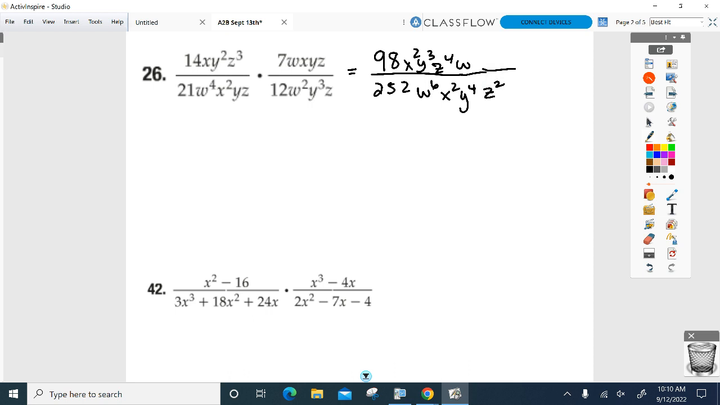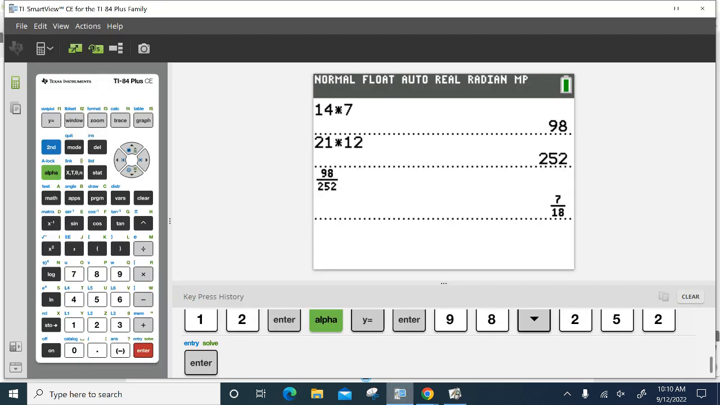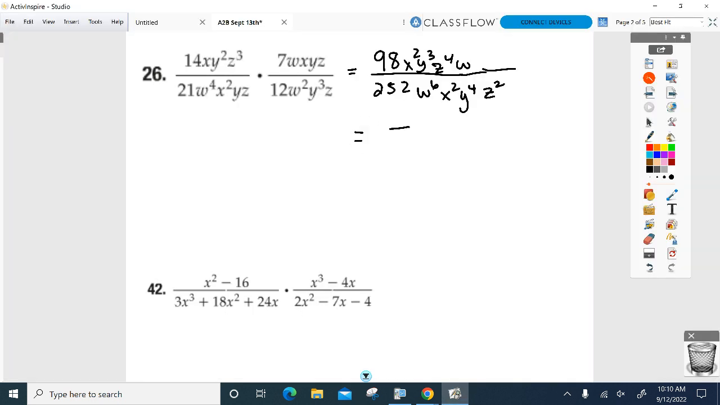Now, for me, this is a lot easier to look at than all these crossouts that I had before. Everyone knows I've gone over this multiple times, how to reduce 98 over 252 using your calculator. You just put it in, take a look. 98 over 252 reduces to 7 over 18. And now you figure out on your own how many w's, x's, and y's you have.